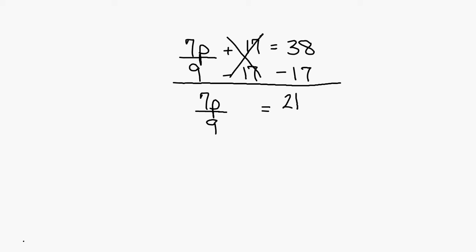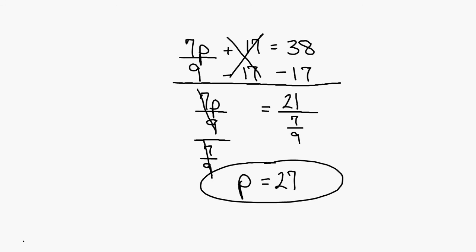And now, just like the problem before, you're going to divide both sides by 7/9. That cancels out the 7/9, both of them. And you're just left with p equals. And then 21 divided by 7/9 is 27. Now that's an example of each type of problem that's on your assignment today.